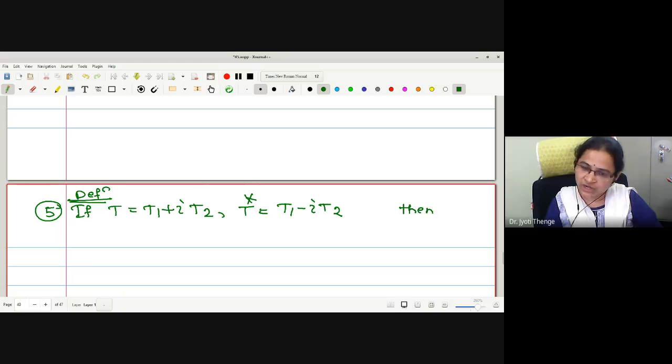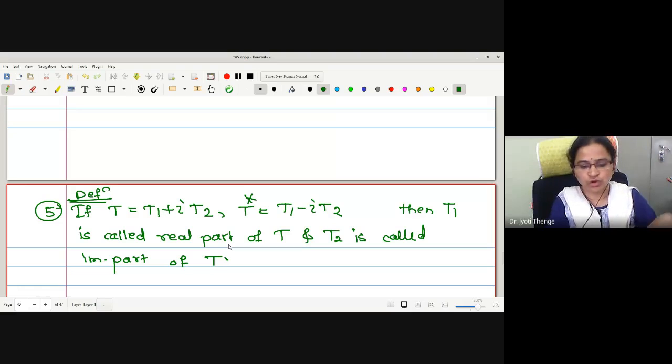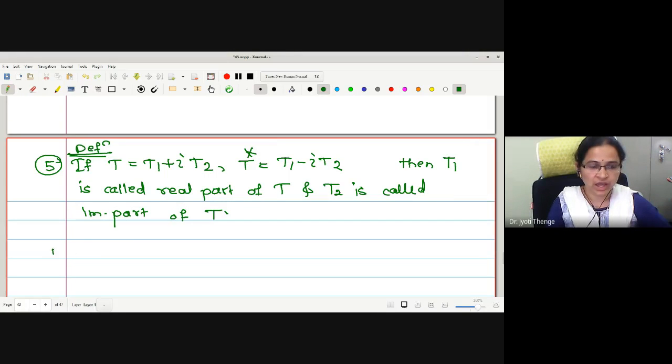Then T1 is called the real part of T, and T2 is called the imaginary part of T. Okay, therefore we will write one more property, taking this real and imaginary part, for normal operators.